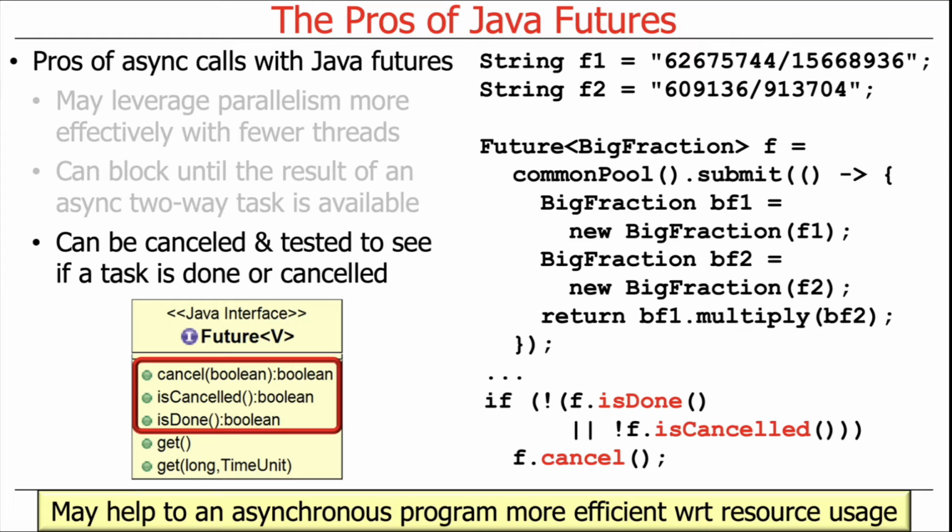And there's also a bunch of other methods like is done and is canceled and cancel that can be used to make asynchronous programs more efficient with respect to resource usage. So if you really know you're not going to wait around for this computation anymore, you don't need it, you can cancel it, thereby freeing up the resources for use with other parts of the program.